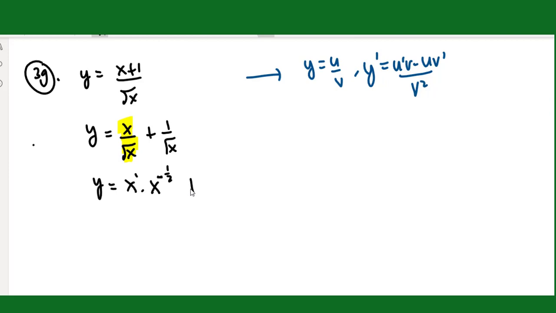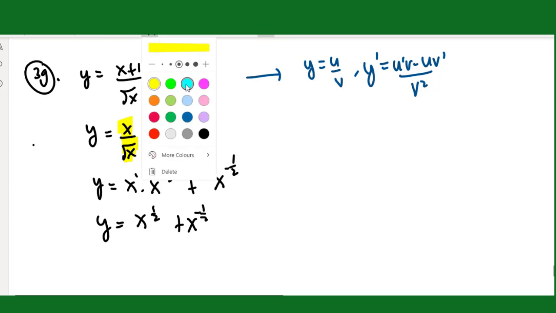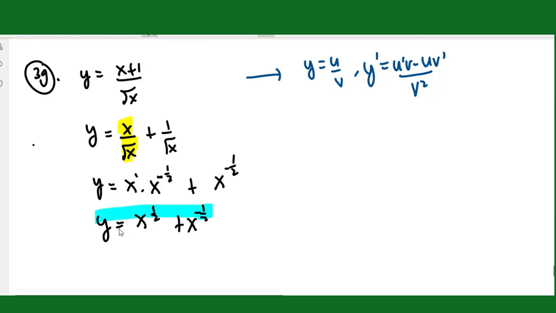Okay, and plus x to the power negative half, because I bring it up here. Then simplify: x to the power 1 minus half is equal to x to the power half, plus x to the power negative half. Now we're going to differentiate this one. Before this we just simplified, and now we're going to differentiate.